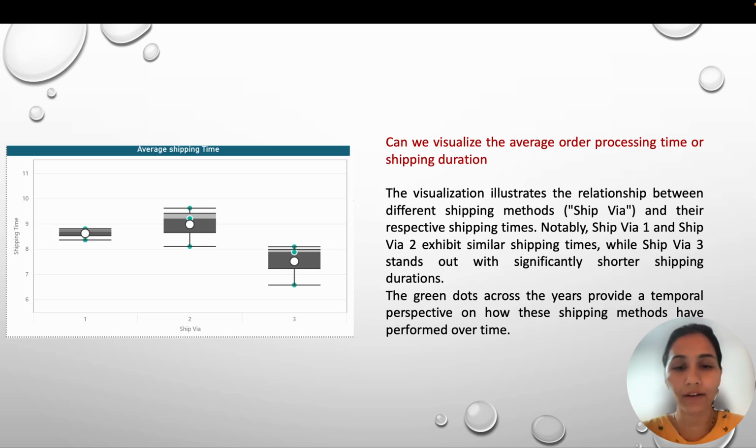For this one, I have created the average shipping time according to ship via, and the green dot in the data set gives the data of the years. From this graph, we can see that ship via 1 and 2 exhibit a similar amount of shipping time, whereas ship via 3 exhibits a very small amount of shipping time. So more customers prefer ship via 3.